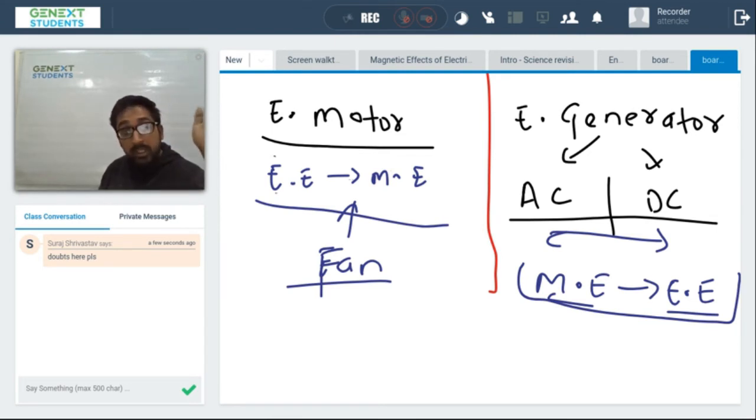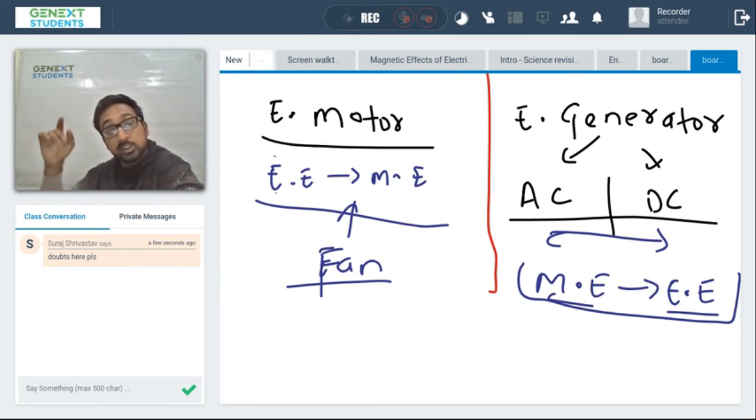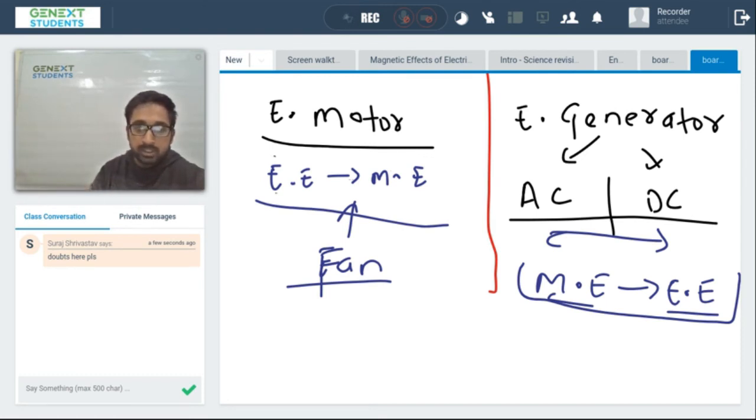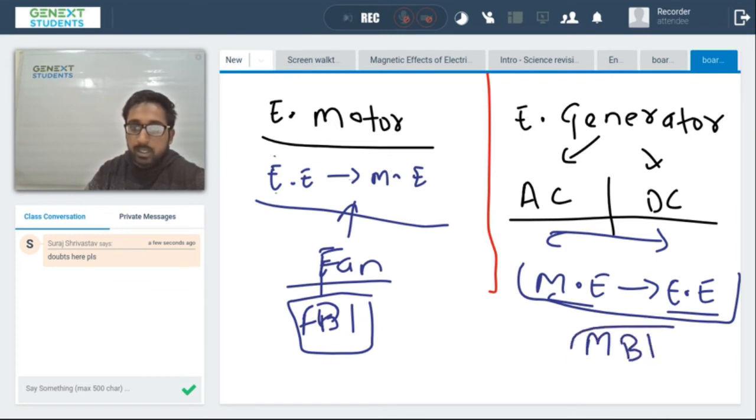In an electric motor, if you want to convert electrical energy to mechanical energy, you need to use Fleming's left hand rule, FBI. And when you need to convert mechanical to electrical, that is in a generator, you need to use MBI. So this is the basic difference. Here you use FBI, this is the trick, and here you use MBI. So FBI and MBI are used in these two concepts.